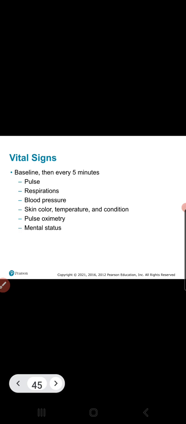So vital signs, you're going to do your baseline, and then every 5 minutes, you're going to check for pulse, respiration, blood pressure, skin color, temperature and condition, a pulse ox, and a mental status, because all of that can play into effect.